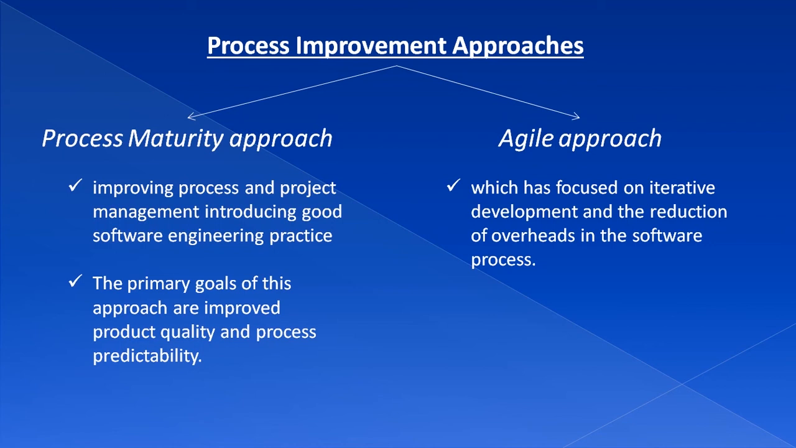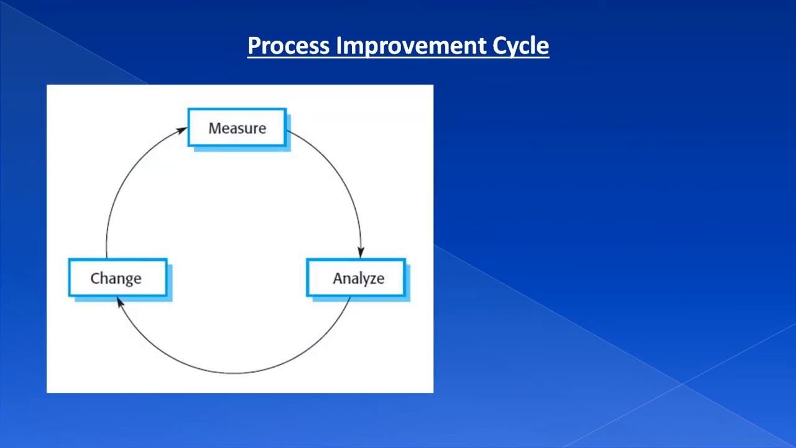And the primary goals of this approach are improved product quality and process predictability, which means that by introducing good software engineering methods and principles, you can improve your product quality and you can have more confidence in your development. That is why process predictability is increased. And this is the process improvement cycle. This is a simple cycle you can understand easily.